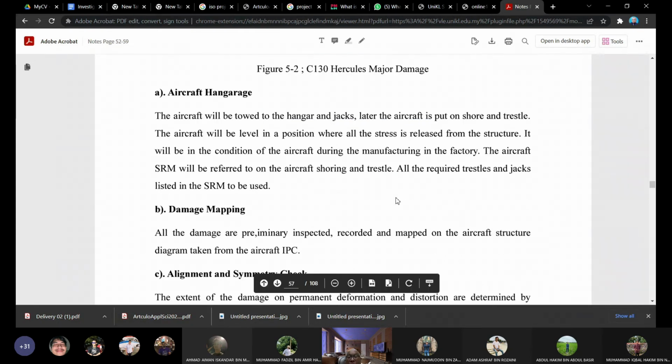When you do damage mapping, it is a very simple exercise. What normally we do, we go to the aircraft IPC, we make a copy of several pages of the IPC, you go to the aircraft, start to take notes. When you see the damage, you just put the note there, the area where it has been damaged, and also explain what kind of damage that you see at the time.